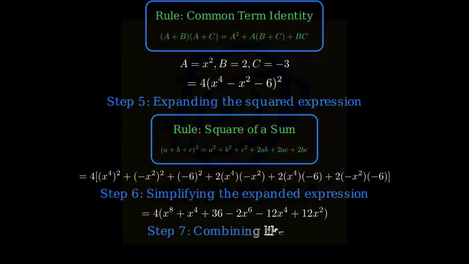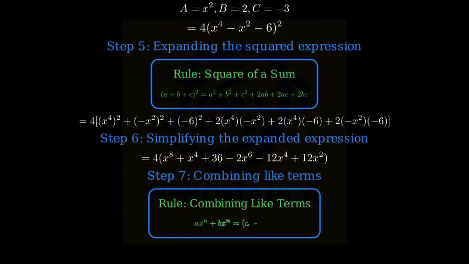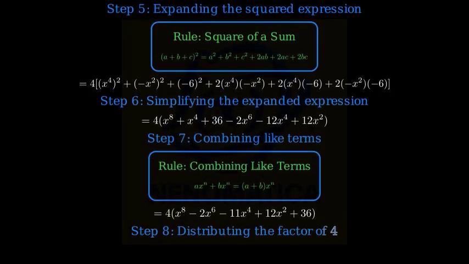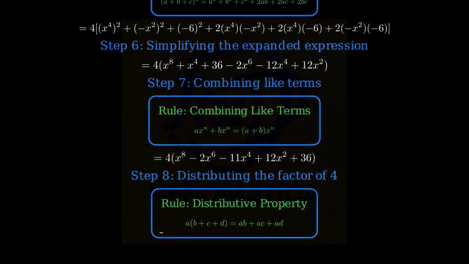Let's group like terms to simplify further. We have x to the 8th, negative 2x to the 6th power, x to the 4th minus 12x to the 4th, which gives us negative 11x to the 4th, 12x squared, and 36. Finally, we distribute the factor of 4 to each term inside the parentheses.